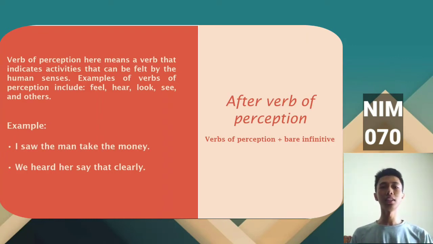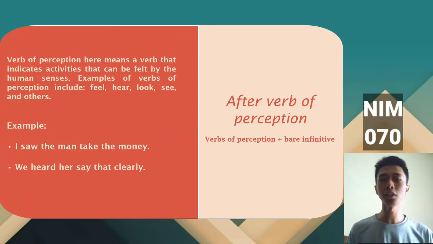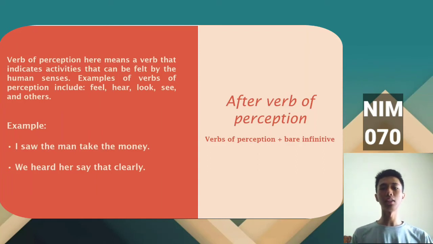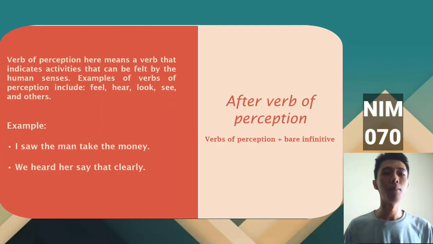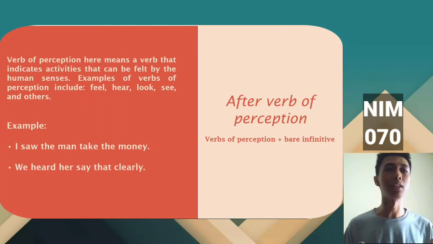The second example is: we heard her say that clearly. Same as before, this sentence is in the past form because there's the verb heard, and this word heard is a verb of perception, because heard derives from hear, which is the act of hearing with the human ear. So because the second verb say is after a verb of perception, it stays in its bare form, say.